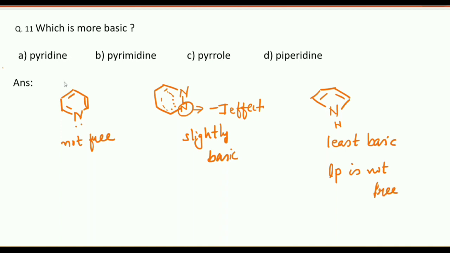Now the last one, piperidine. So in piperidine, the structure is like this, with NH. So here the lone pairs are available. It is most basic. So the basicity is determined by seeing the substituents. If there are substituents, then you should look at the substituents. Otherwise, the availability of lone pairs. So more lone pair, more basic. So here piperidine is more basic.